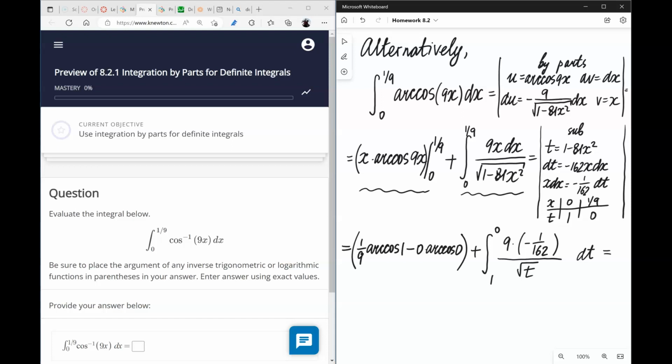So notice how at every step we're doing something, right? So arc cosine of 1 is 0. So here we have 0 minus 0. So there's nothing really there. And here we have now, we're going to take out negative 162. But we're going to divide 9 into this, so it's going to be negative 1 over 18.